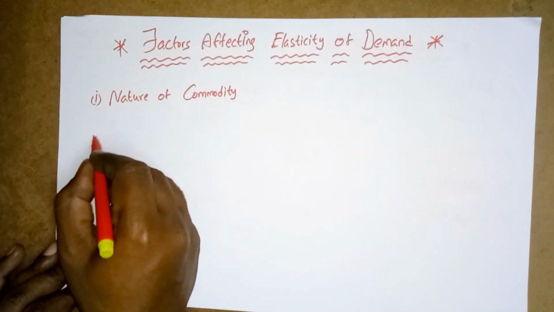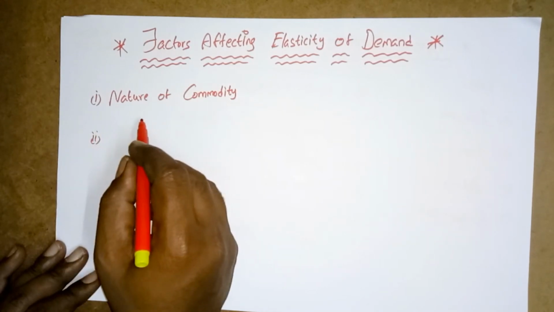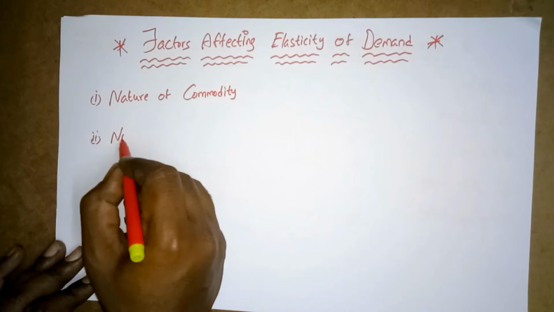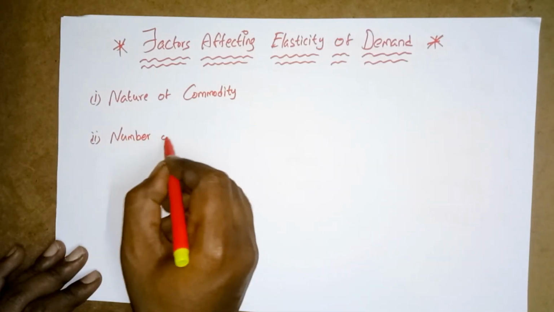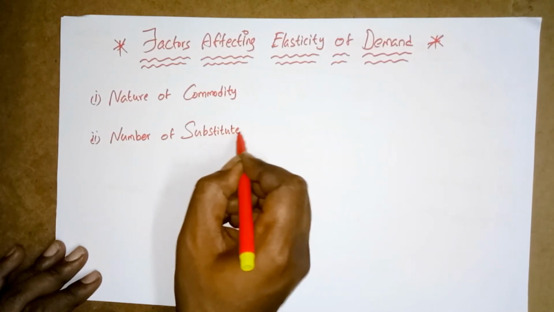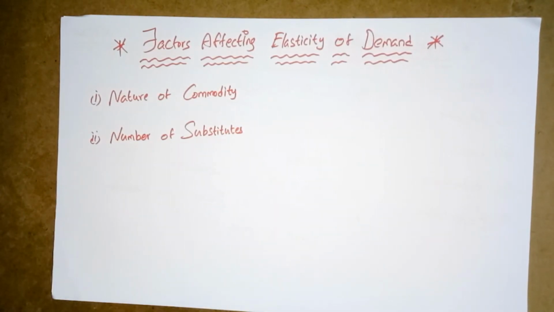Next factor we will see after nature of commodity. Next comes the number of substitutes. What do you mean by the substitute? Substitute means anything, any factor we can replace it.